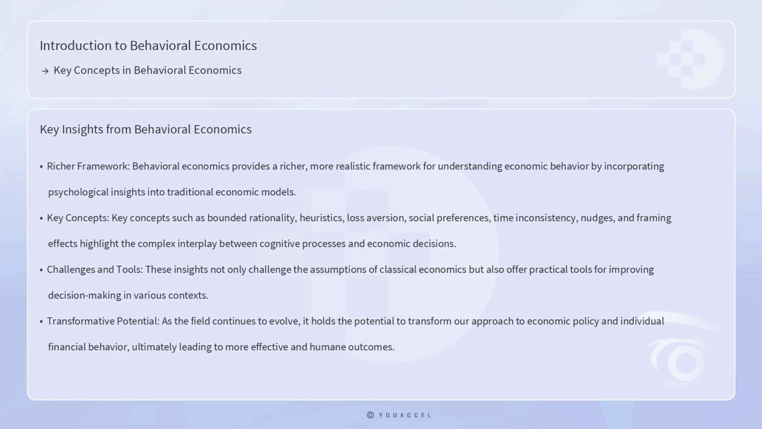In conclusion, behavioral economics provides a richer, more realistic framework for understanding economic behavior by incorporating psychological insights into traditional economic models. Key concepts such as bounded rationality, heuristics, loss aversion, social preferences, time inconsistency, nudges, and framing effects highlight the complex interplay between cognitive processes and economic decisions. These insights not only challenge the assumptions of classical economics, but also offer practical tools for improving decision-making in various contexts. As the field continues to evolve, it holds the potential to transform our approach to economic policy and individual financial behavior, ultimately leading to more effective and humane outcomes.